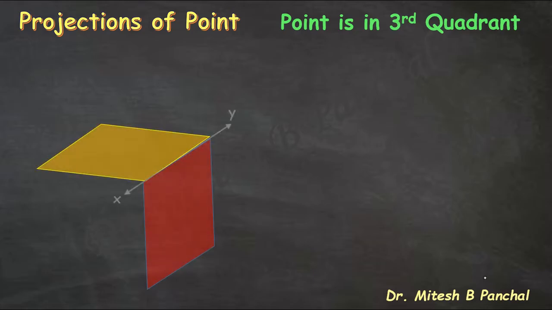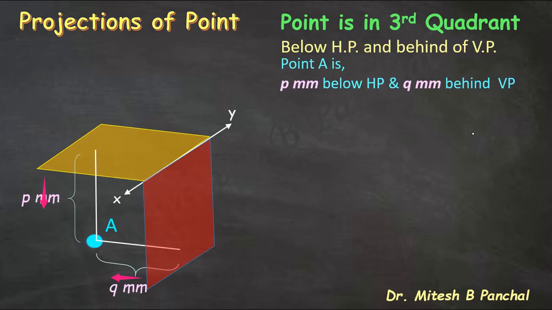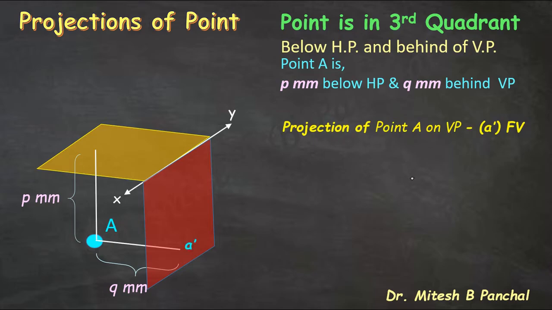We have to consider HP and VP like this. The intersection line is the XY line. Here the position of the object will be below HP and behind VP. Point A is P mm below HP and Q mm behind VP. So now we know that the projection of a point on VP is the front view, that is A dash. The projection of the point on HP is the top view, that is a.